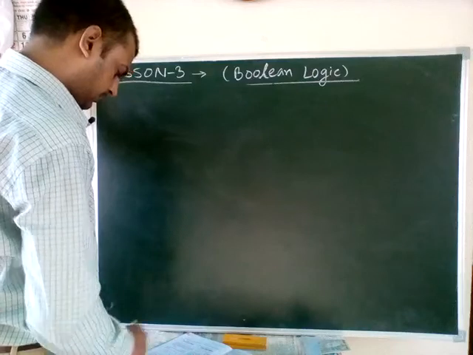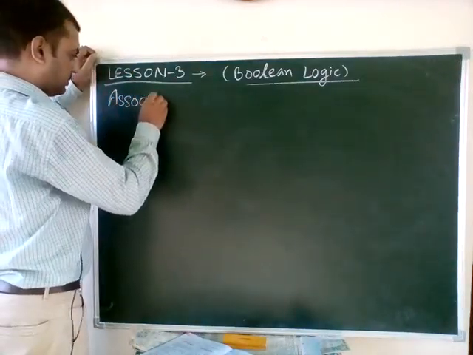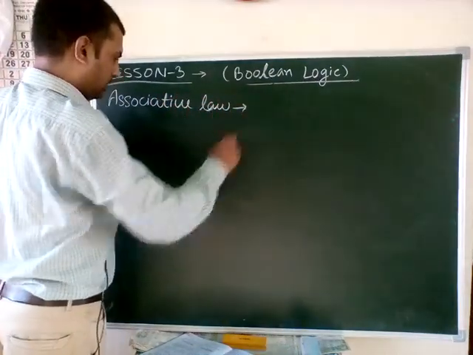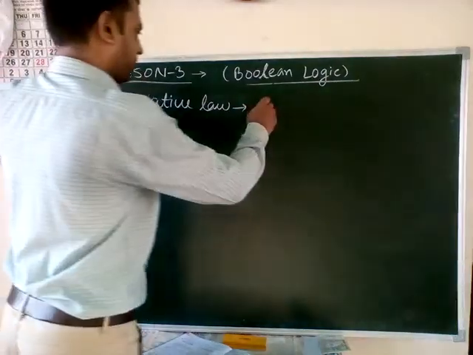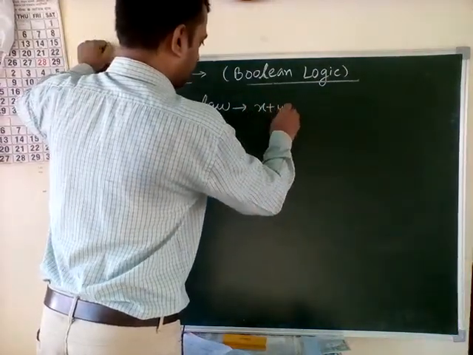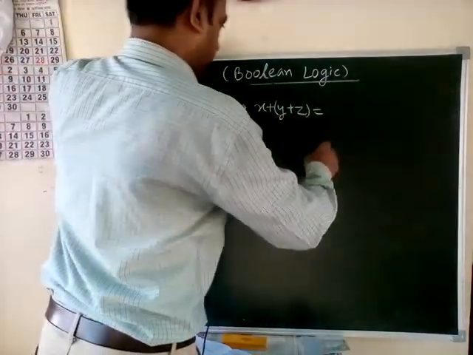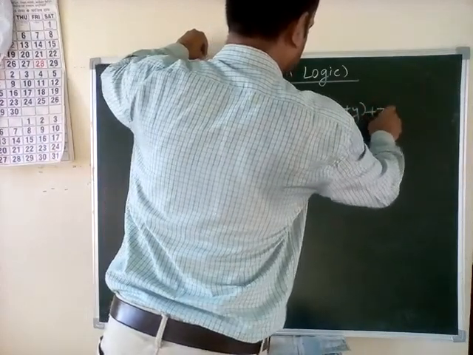Now the associative law. This is x plus y plus z is equal to x plus y plus z.